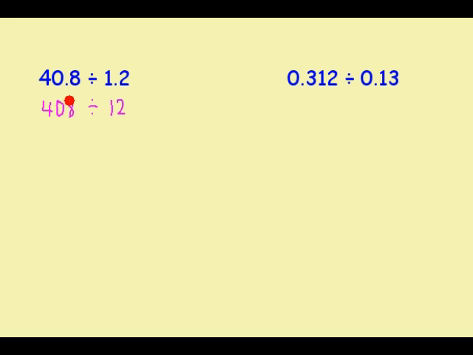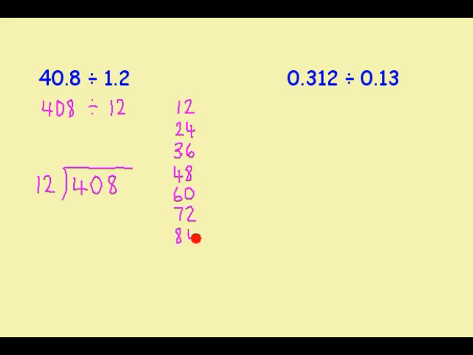I'm now going to set up my question so I can do the division. I put the 408 in a bus shelter. Now to help me with the question, I'm going to write out my 12 times table. 12, 24, 36, 48, 60, 72, 84, 96, 108. That's enough for the question. I've gone up to 9 times 12. Now I can start doing my division.